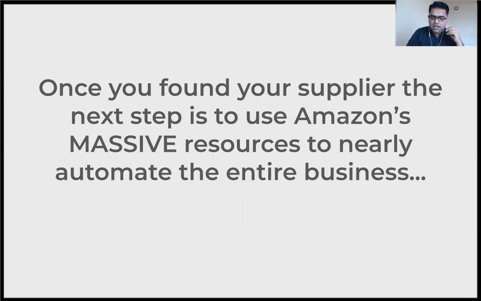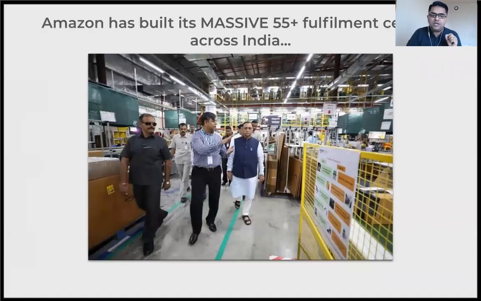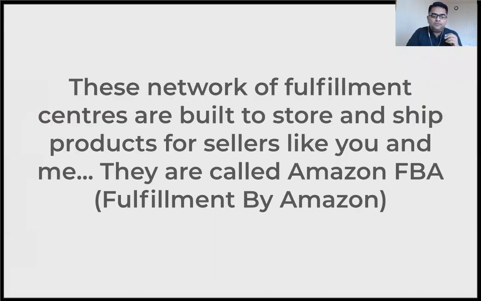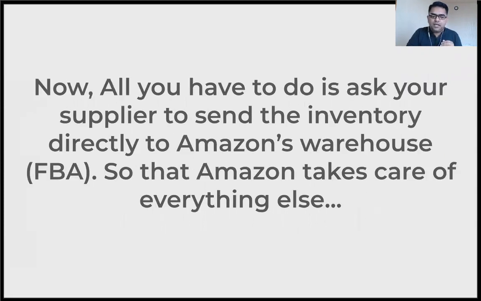Once you have found your supplier, the next step is to use Amazon's massive resources to nearly automate the entire process. Amazon has built 55 plus fulfillment centers across India. This network of fulfillment centers is built to store and ship products for sellers like you and me. They are called Amazon FBA, Fulfillment by Amazon. Now, all you have to do is ask your supplier to send inventory directly to Amazon's warehouse so that Amazon takes care of everything else.